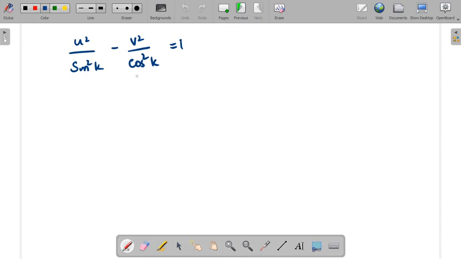We know k is a constant value, so sin square k and cos square k have no importance here. It is u square by a constant minus v square by a constant equal to 1. What is this curve? Is this a familiar one?